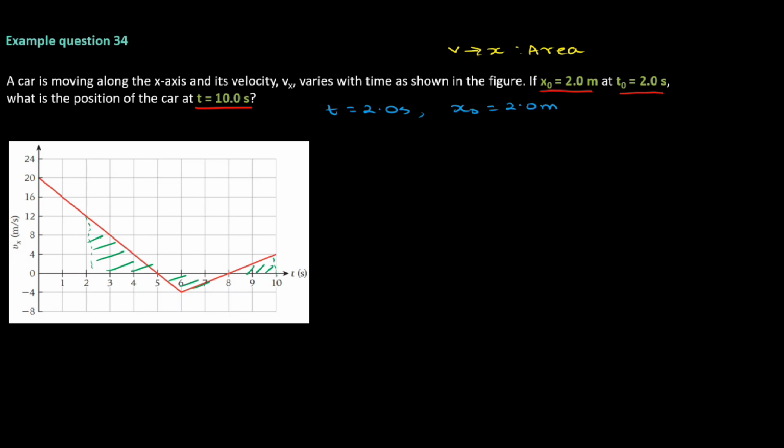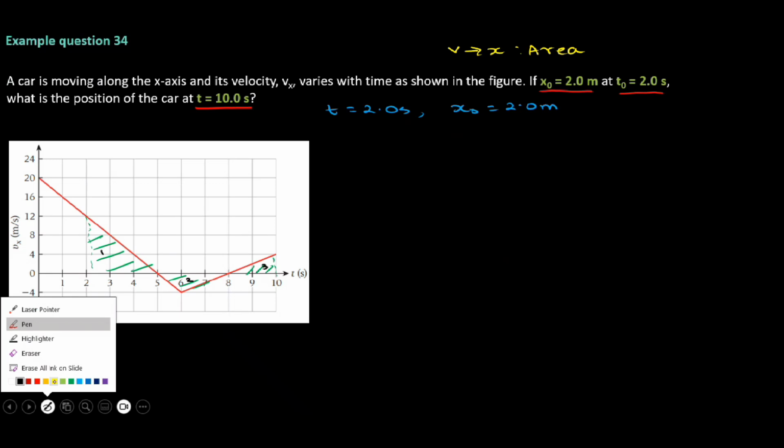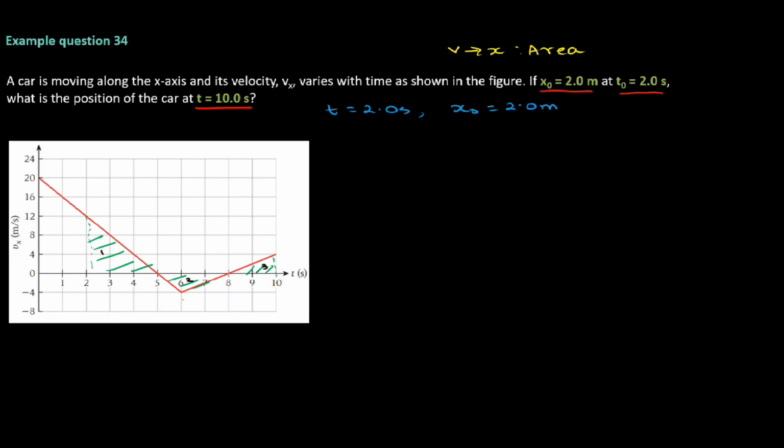Whenever you are finding displacement or position or velocity values, only take area under the graph for the given time values. So here I'm starting from 2 seconds to 10 seconds. So I will take area under that region only. So here my area under the graph is covering 3 regions. This is region 1, then this is 2, and this is region 3.